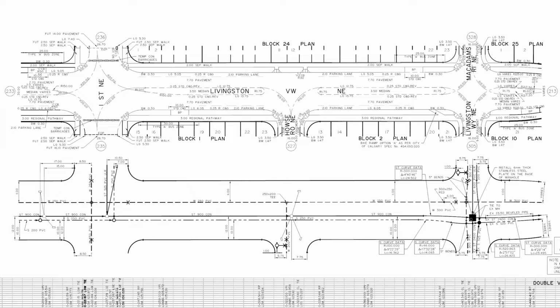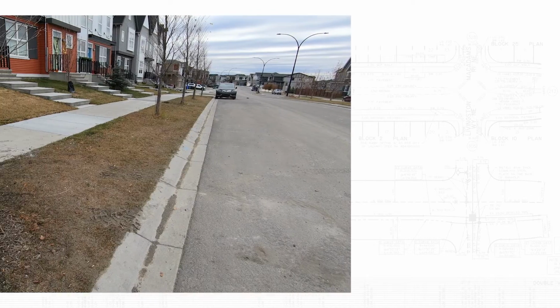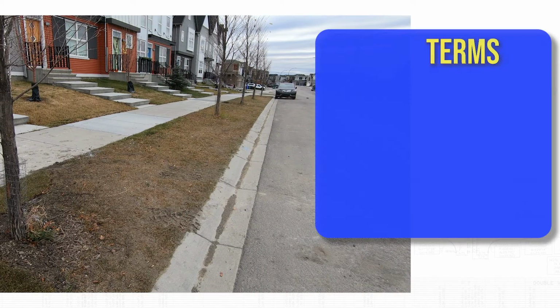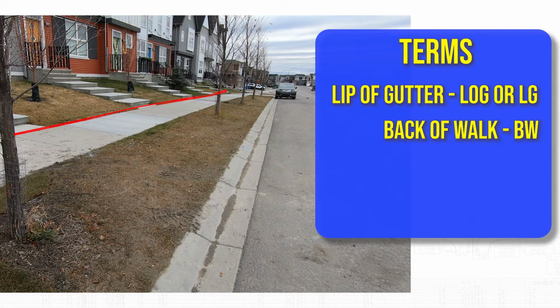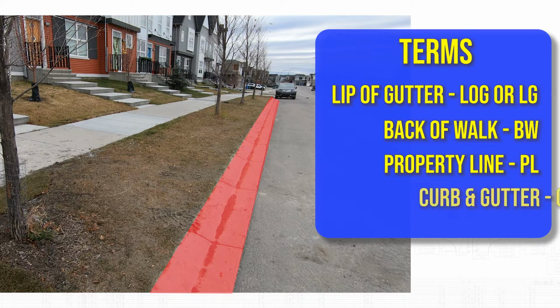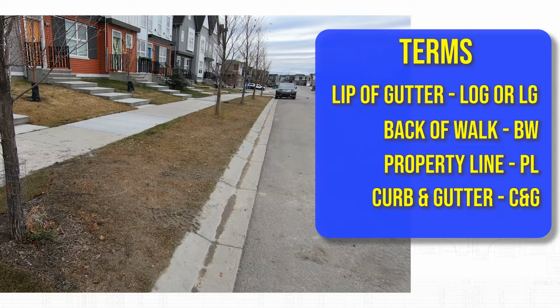We'll take a look at what all this information means, but first we have to cover a few important terms and codes. The lip of gutter is the front edge of a curb. On plans it is labeled as LOG, or just LG. Back of walk is the edge of a concrete separate walk. On plans it is labeled BW. Property line is the legal boundary of a building lot. On plans it is labeled PL. Curb and gutter is the full curb structure from lip of gutter to back of curb. On plans it is labeled C and G.